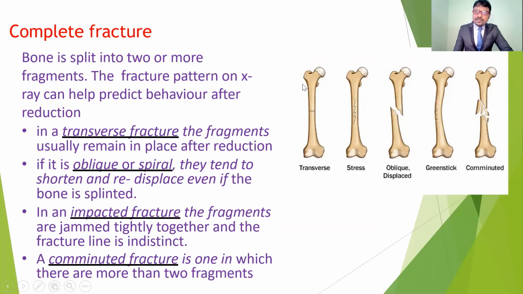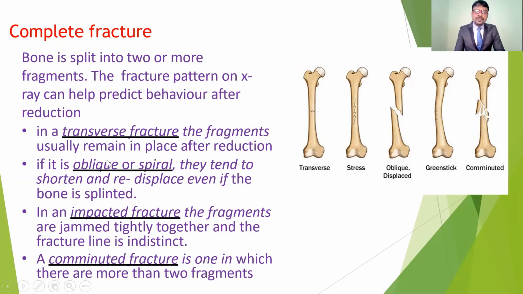In transverse fractures, the fragments usually stay in place after reduction. Even after the reduction, they remain in the same place, exactly in the transverse plane, as we can see. There is no complete disruption, but the fracture is there on both sides. That is, both cortices are involved.